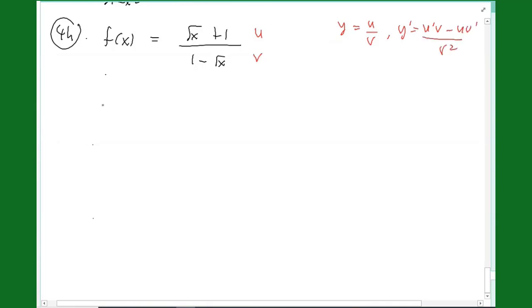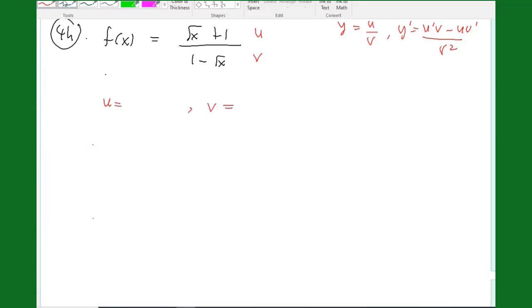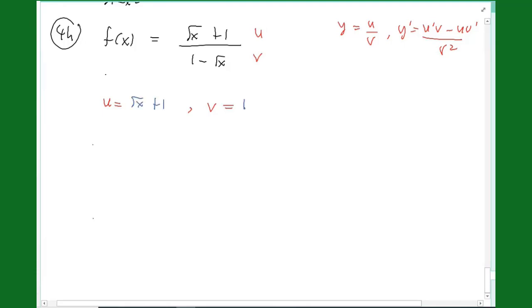Okay, so now we are going to find u and v. Okay, u is equal to square root of x plus 1, v is 1 minus square root of x. So u prime is 1 over 2 square root of x. Okay, v prime is negative 1 over 2 square root of x. Sometimes when there is something inside, you have to differentiate it too. Okay, then in the numerator, this minus this. Okay, and find f prime using the quotient rule.